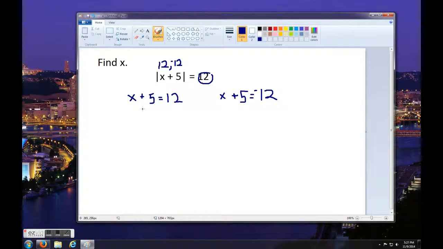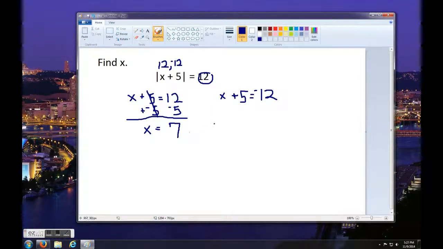So we just use the basic moves, and I'm going to solve the first equation by adding a negative 5 to each side of the equation. Remember, what we do to one side, we have to always do to the other. When I do this, the 5's cancel out, and I'm left with x equals a positive 7.